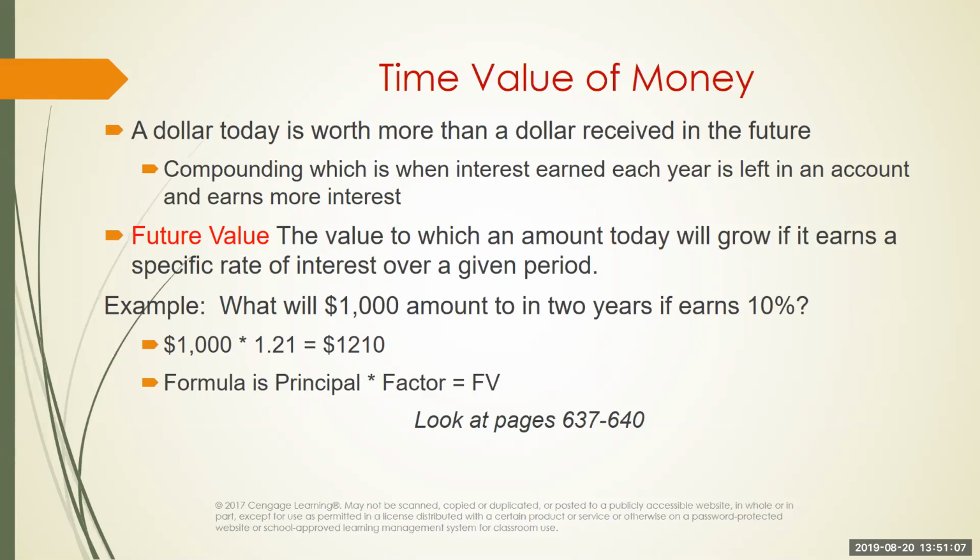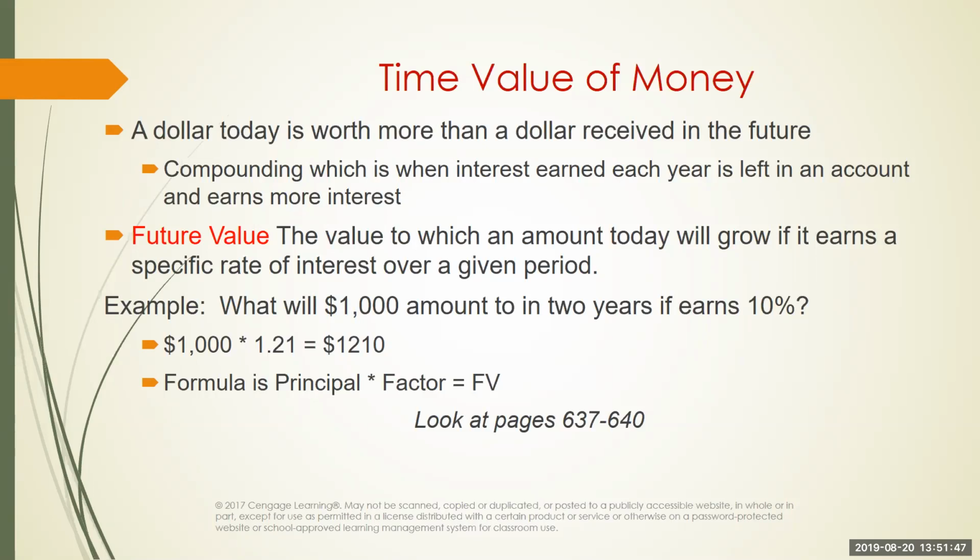So let's go back to our very easy example here on the screen. What will $1,000 amount to in 2 years if it earns 10%? So first question, is that a lump sum or an annuity? And we know that it's a lump sum. So we go to page 637 and we go across the top row and we go to 10%, and we think that we're going to have that money in there for 2 years. So we go down to the column all the way on the left, we see 2 periods. We go over where it intersects with the 10%, and we see that the factor is 1.21.